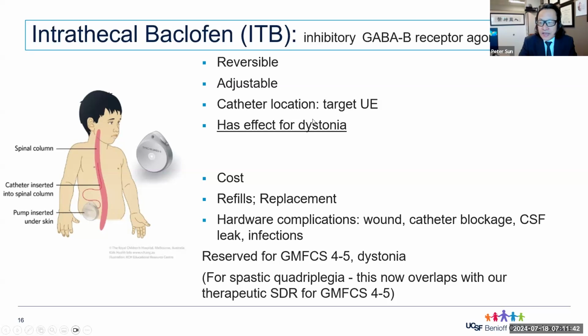The location of the catheter is variable and can be targeted to the upper extremities, and it does have an effect on dystonia, but it has costs associated with it. Of course, it needs refills and replacements, and there's a variety of hardware complications that can result. It's reserved for more severely affected patients for us and those with dystonia. And for spastic quadriplegia patients, it really overlaps with our therapeutic SDR, and we're leaning more towards SDR in these patients now due to some of these factors.